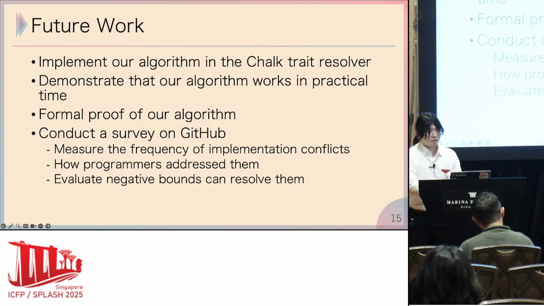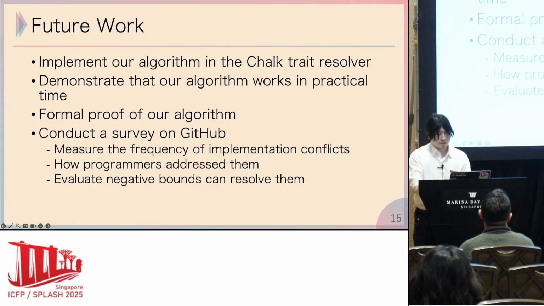To show that our proposal is valuable enough, we will conduct a survey on GitHub. We have already found over 900 issues related to trait implementation conflicts by simply searching for related keywords on GitHub. There is still a lot to do, so I will not run out of future work anytime soon.